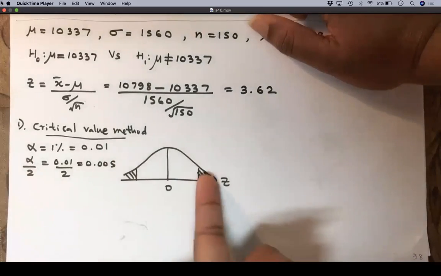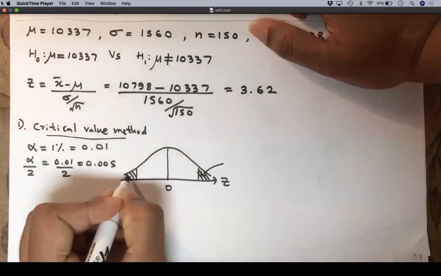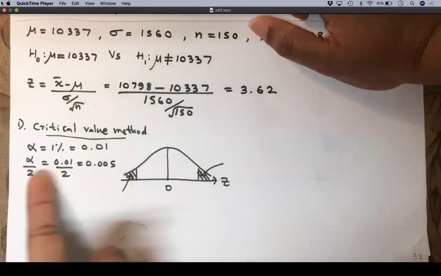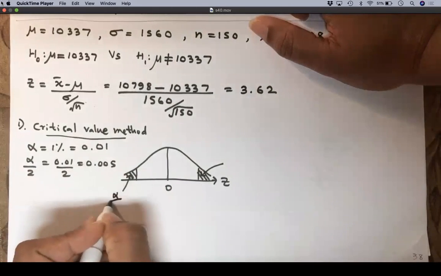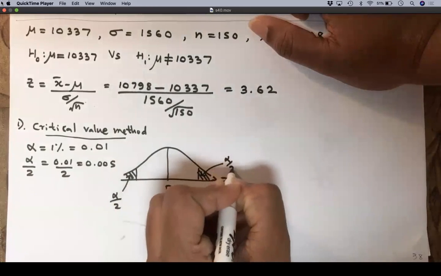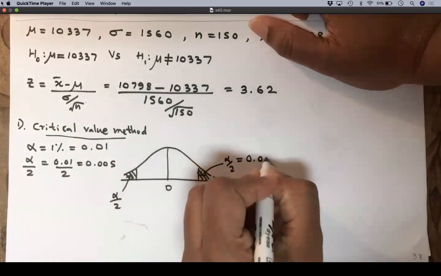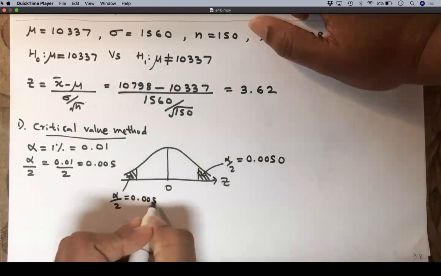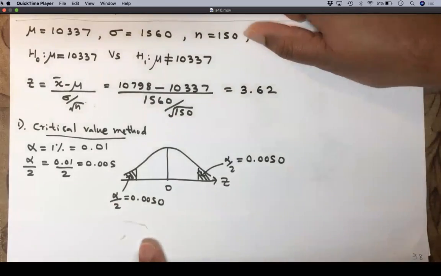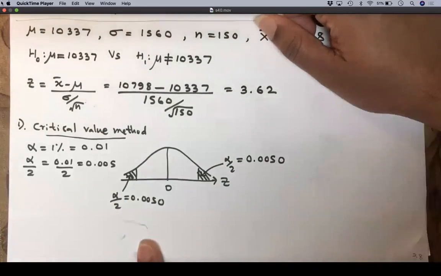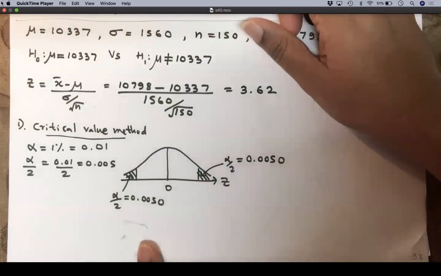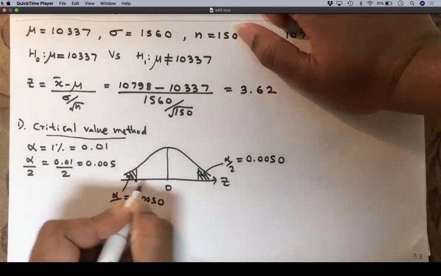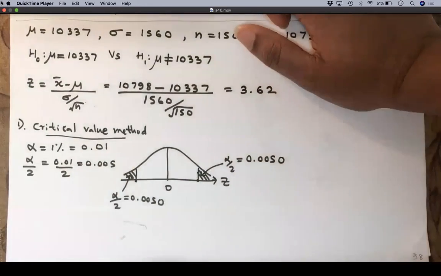According to the critical value method, these colored areas are our rejection regions, the critical regions. If we have two sides, one side should be alpha over 2, and here also it's alpha over 2. So the value of alpha over 2 is 0.0050, and on this side also it's the same, 0.0050. Now we have to find this point and this point. Those are our critical values.